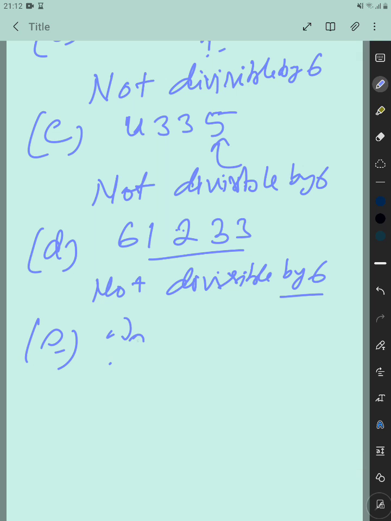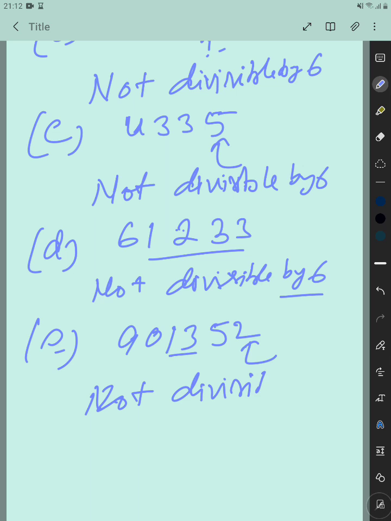E is 901352. Since it is an even number, it is divisible by 2. Now we have to test for 3. 9 plus 4 is 13. 13 plus 7 is 20. 20 is not divisible by 3, so it is not divisible by 6.